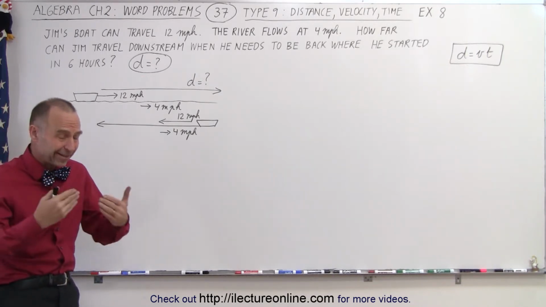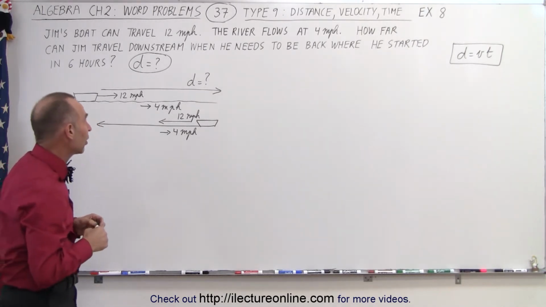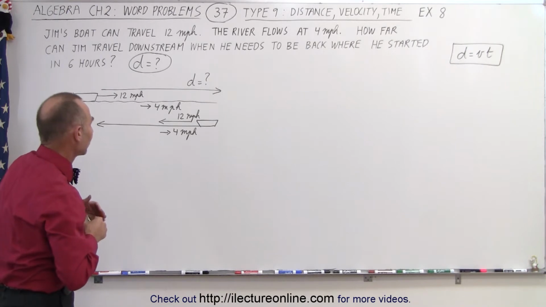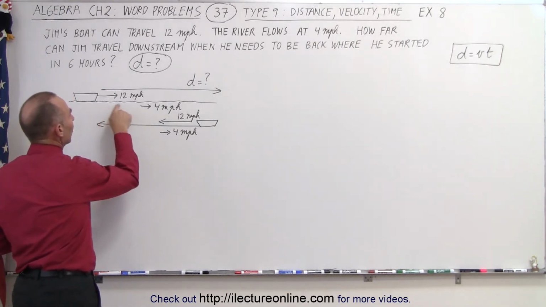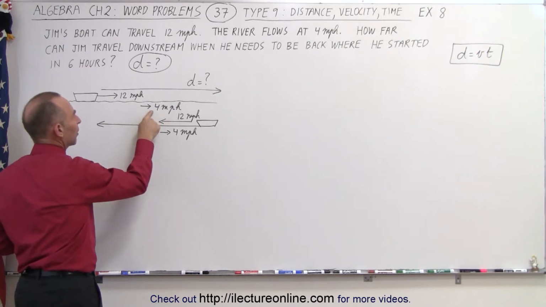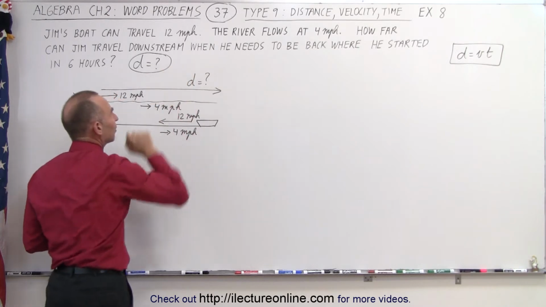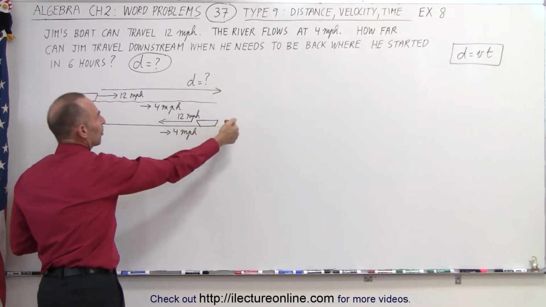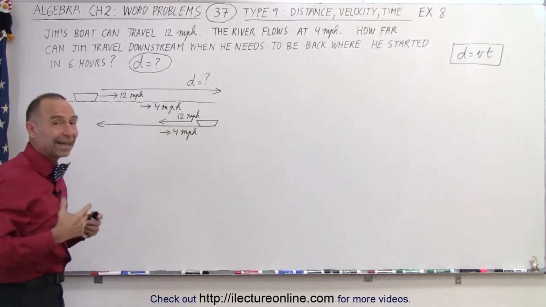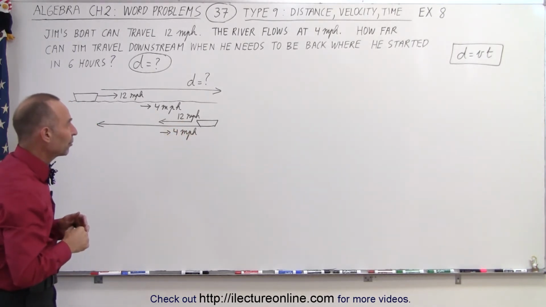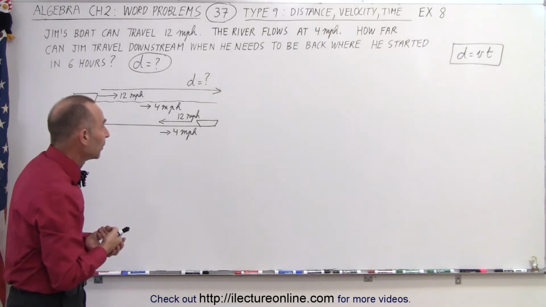So he knows he only has 6 hours. How far can he make it downstream, then come back to the same place where he started and have 6 hours elapsed? So you can see here that at first the boat will go with the stream, 12 miles an hour for the boat, 4 miles per hour for the stream. It will travel a certain distance. We don't know what that distance is. We need to figure out what that is. Then he turns the boat around, starts coming back. The boat can go 12 miles per hour, but now he's going against the river that flows at 4 miles per hour.